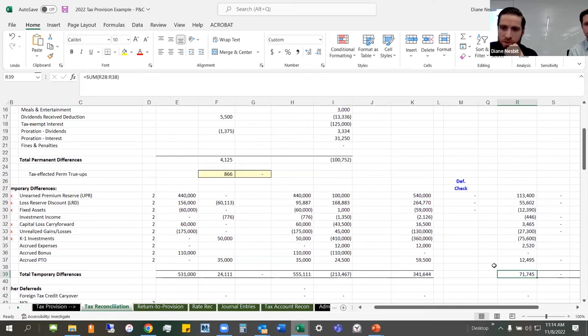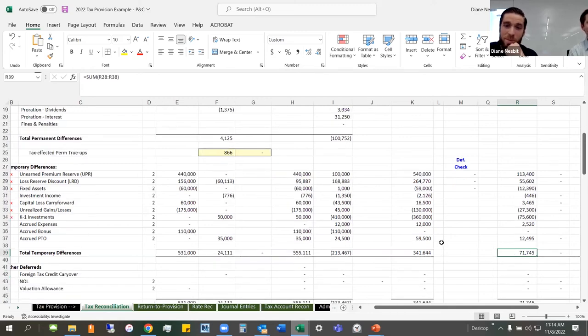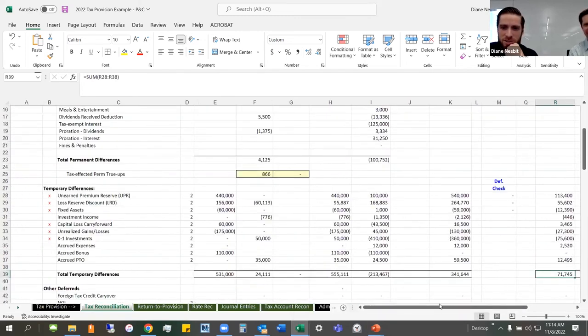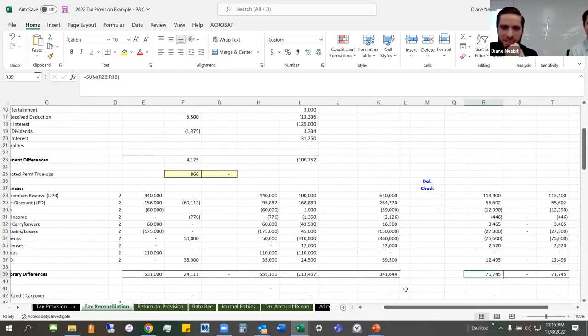Is everyone sufficiently confused? You just audited the tax division, by the way. Yeah, my own. That's what we do. You're an insurance company auditor now.